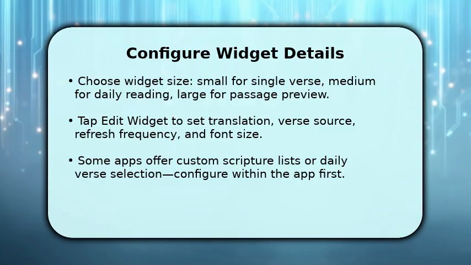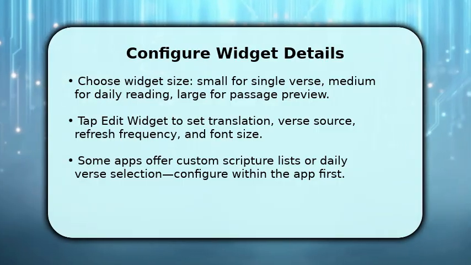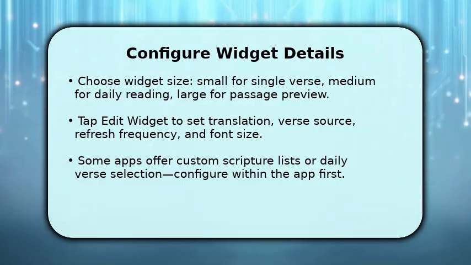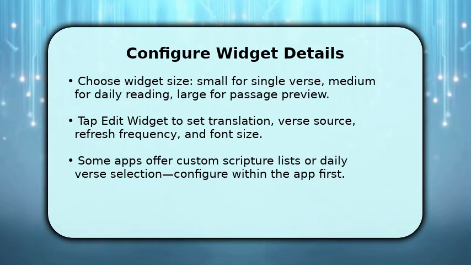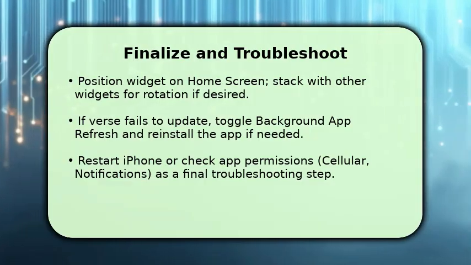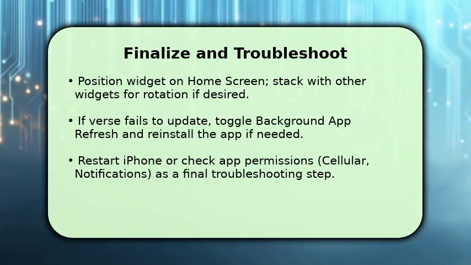Once configured, exit jiggle mode. The widget displays live verses and updates automatically on the cadence you selected. Finish by positioning the widget where you want it and optionally stacking it with other widgets to rotate content.